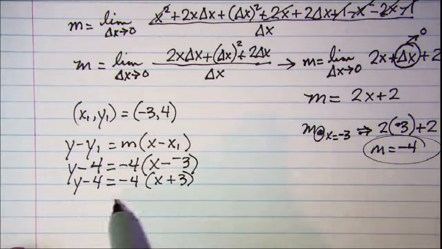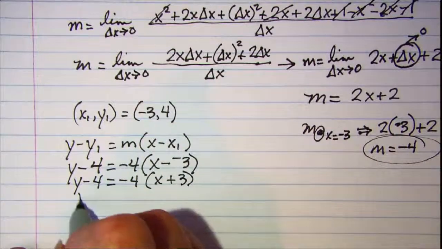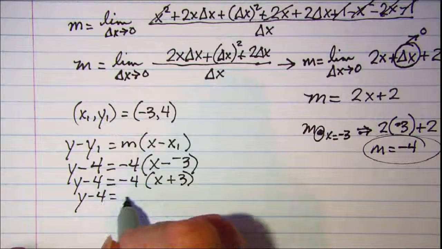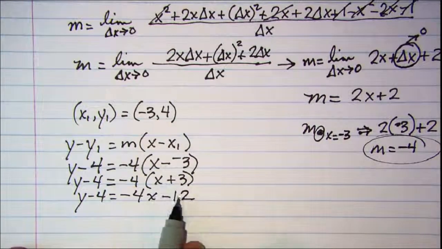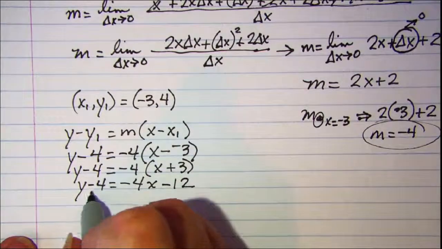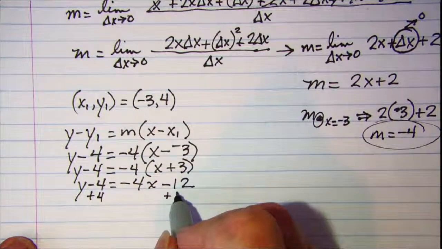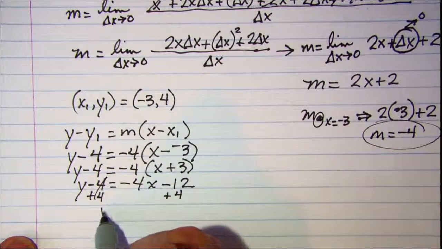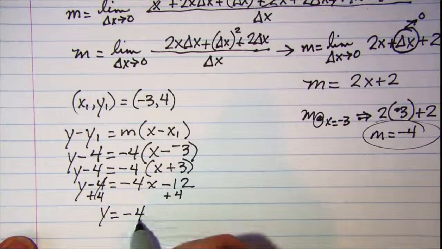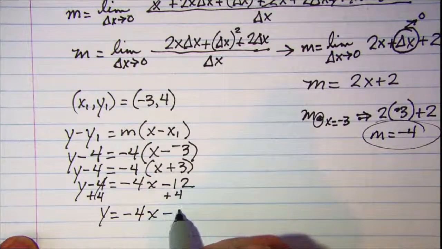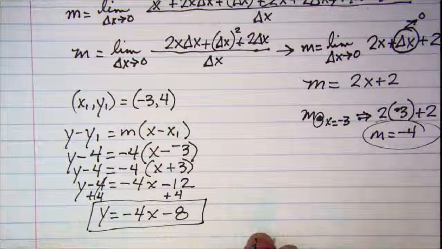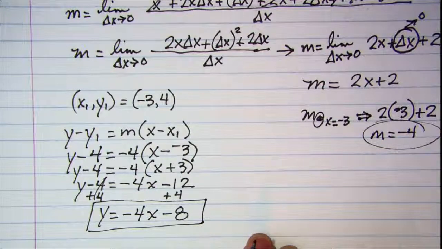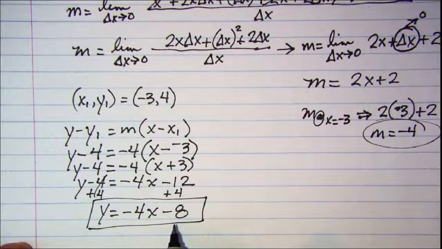And then let's distribute. Negative 4 times 3 is negative 12. And then let's add our 4 to both sides. So y is equal to negative 4x minus 8. Now this is the slope-intercept form of the equation. We weren't told what form to put our answer in, so this would be perfectly fine.